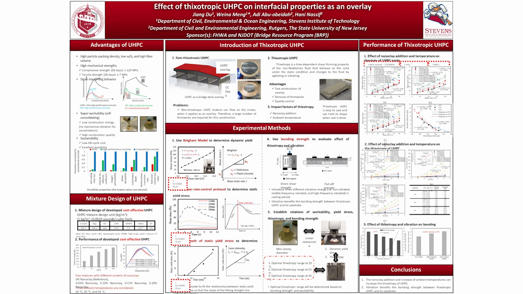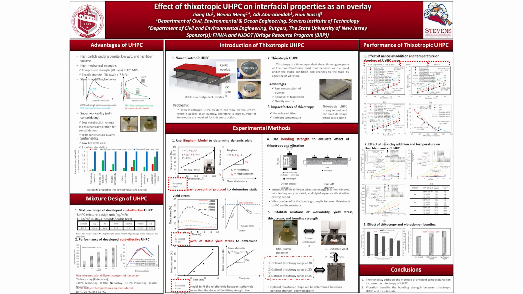Therefore, a number of formworks will be needed to shape the UHPC mixture into a crown with the required slope. The requirement of formworks will further increase the construction time and cost. Therefore, the purpose of this study is to address these challenges by developing a thixotropic UHPC to allow construction of the overlay without any formworks.